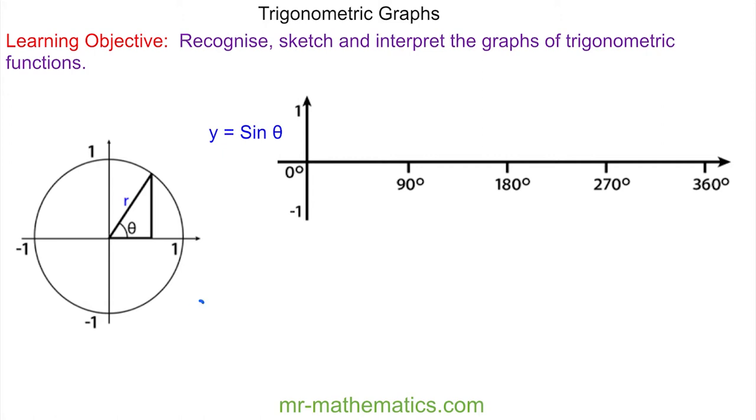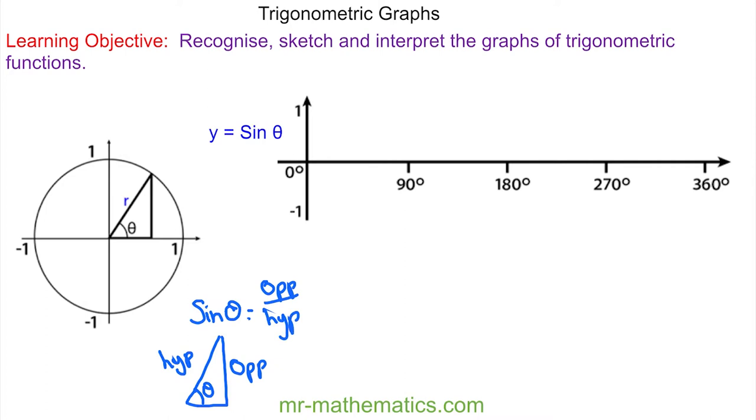So it's important to remember that the sine of angle theta in a right angle triangle, when this is theta, is the opposite side divided by the hypotenuse. So the sine of theta is opposite over hypotenuse. And we're going to look at how the sine of angle theta changes as we rotate around this circle from 0 to 360 degrees. And we'll plot the change along this axis here.